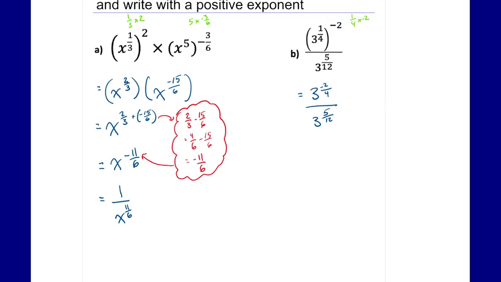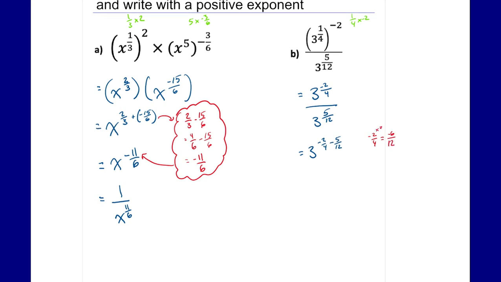So the next step is to subtract our exponents because we are dividing. So this is going to become 3 to the power of negative 2 over 4 minus 5 over 12. In order to subtract this, we need a common denominator. So if I take negative 2 over 4 and get it to a common denominator of 12, so that's the same thing as saying negative 6 over 12.